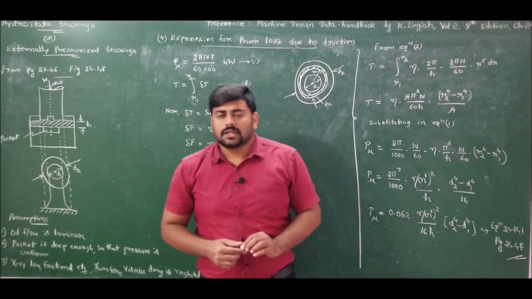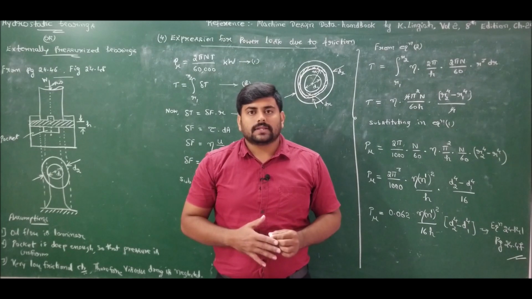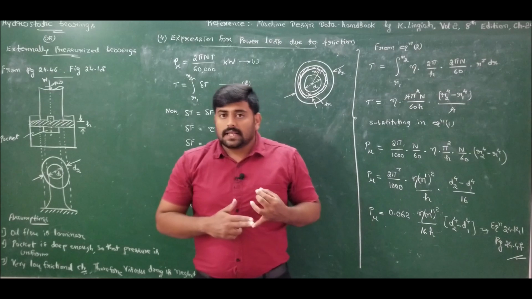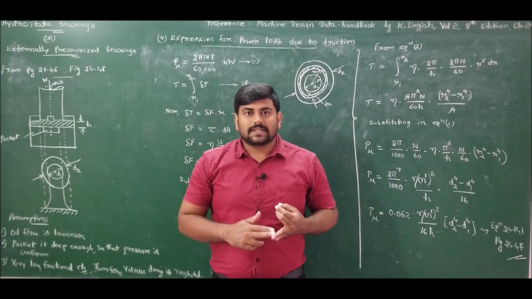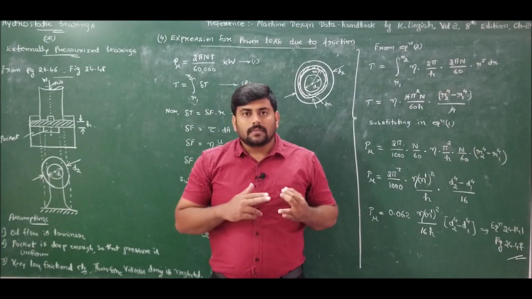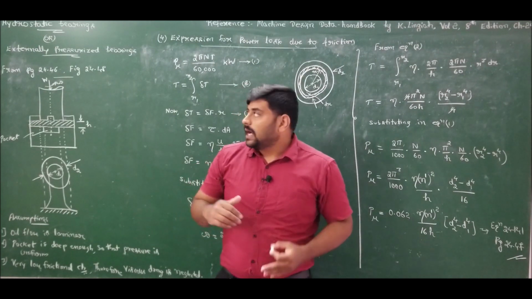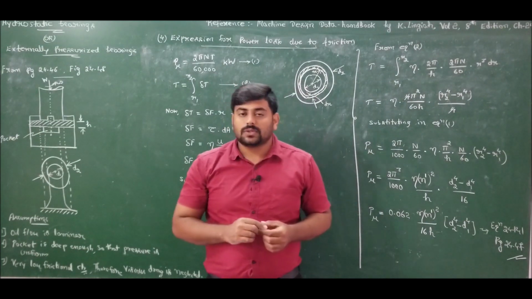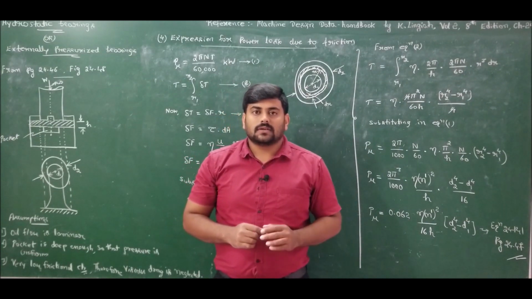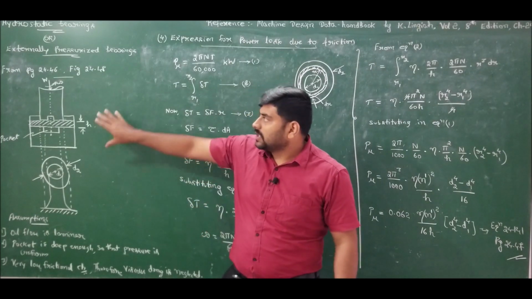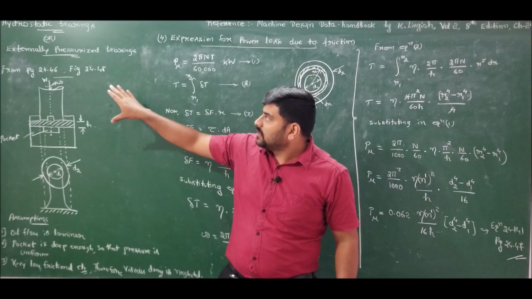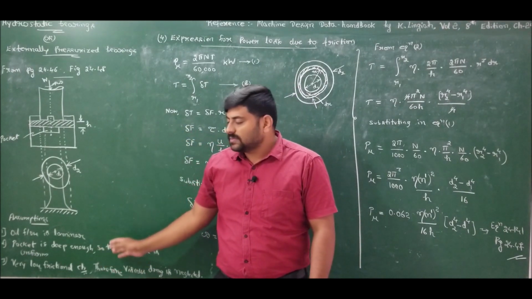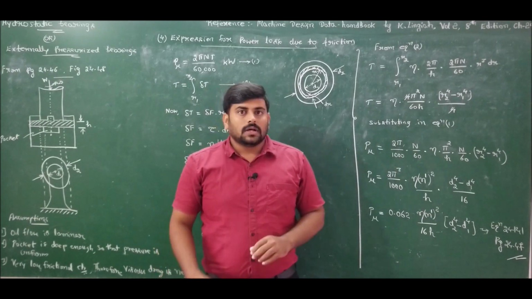Now in examination, if it is asked to derive any of the 4 equations, that is discharge or oil flow rate through the hydrostatic journal bearing, or expression for pressure distribution, or relating pressure distribution with pocket pressure, the third one is expression for load carrying capacity, and the fourth one is expression for power loss due to friction. So if any of these 4 derivations is asked, you should draw the neat sketch referring to page number 24.46, figure 24.48, and state the assumptions without fail. Based on these assumptions only, we have derived these 4 relationships.